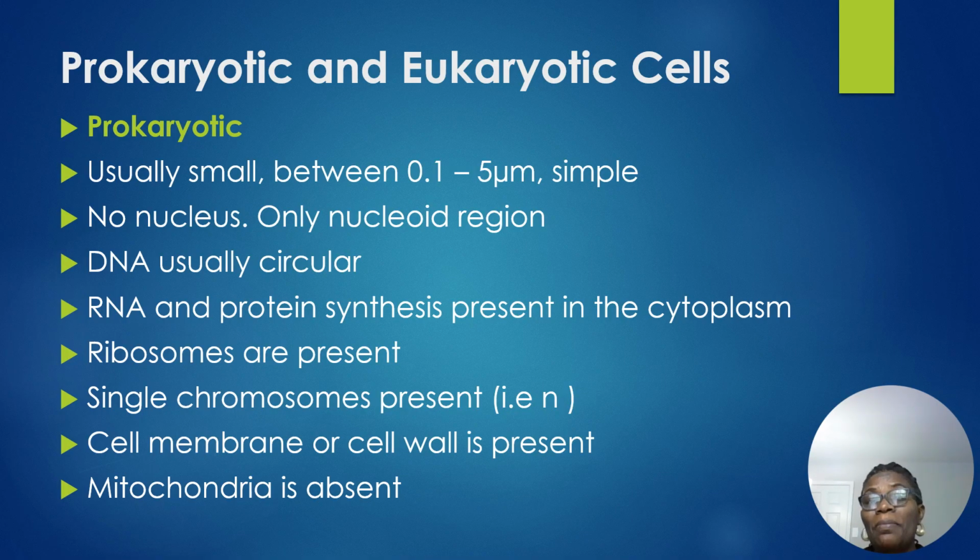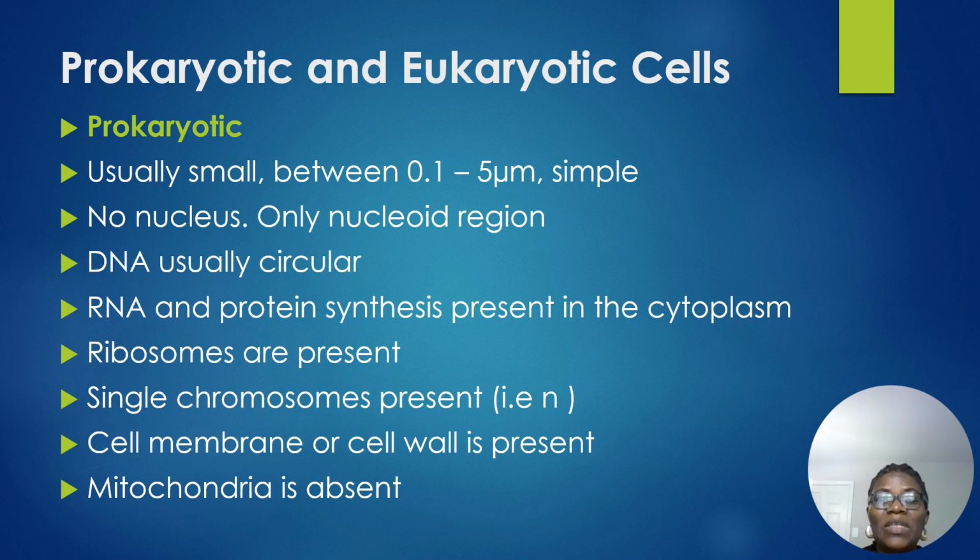When we talk about prokaryotic cells, they are usually very small, between 0.1 to 5 micrometers. So they are very simple. They have no nucleus. They only have a nucleoid region, that is a region where you have things that are supposed to be present in a nucleus. They normally have a DNA which is circular in shape, and their RNA. We know DNA is deoxyribonucleic acid, while RNA is ribonucleic acid. So the RNA and the protein synthesis are present in the cytoplasm.